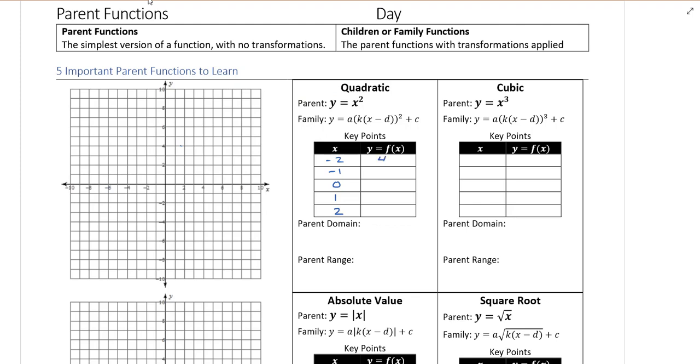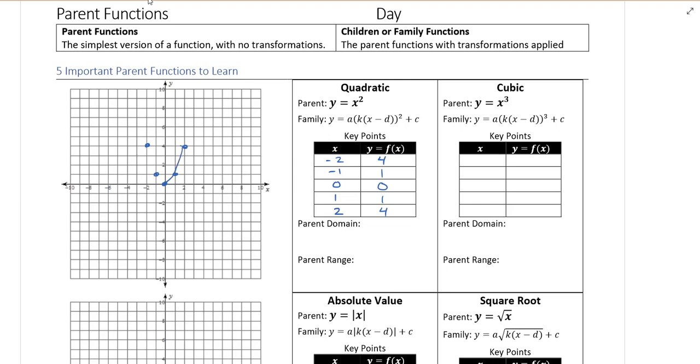So you square a -2, you get +4. Square a -1, you get +1. Square 0, you get 0. Square 1, you get 1. Square 2, you get 4. So let's put those on our graph. -2, 4. -1, 1. 0, 0. 1, 1. 2, 4. And we get our parabola here.